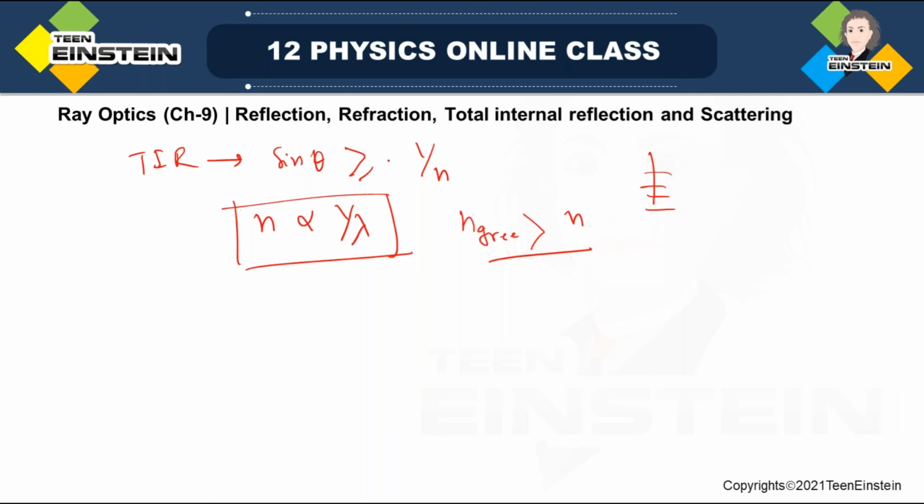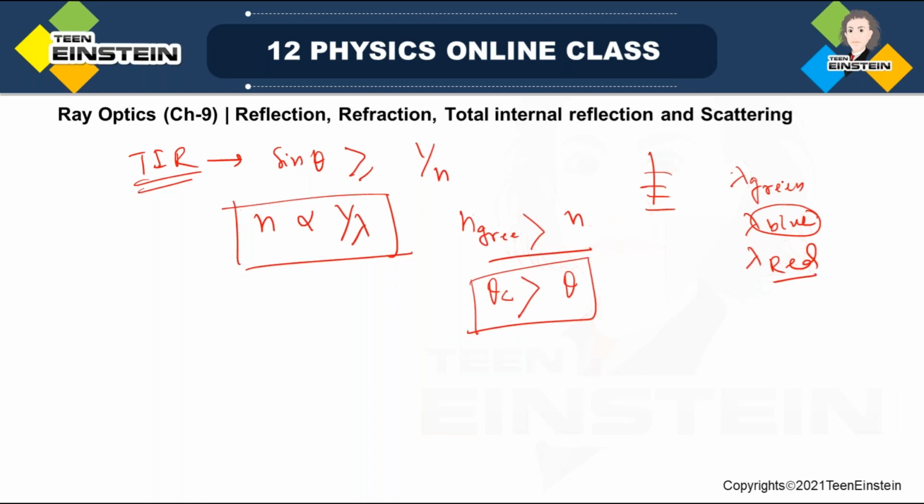In that case, if theta is the angle of incidence, the critical angle for green, then since this is less, the other will be more. Then theta c for the other color will be greater than theta, right? So those lights will not be able to meet TIR, so they will obviously be passing through. I hope it is understandable. I'm saying that if I have different colors, so different wavelengths, lambda green, lambda blue, lambda red, all these I have. Blue obviously will be less than green, and red will be greater than green.